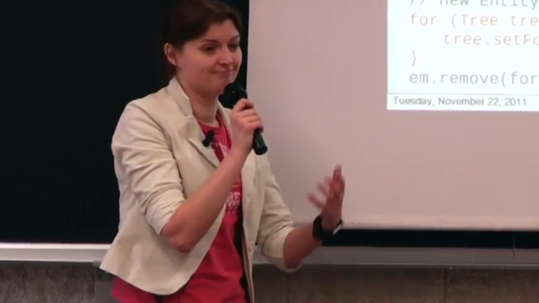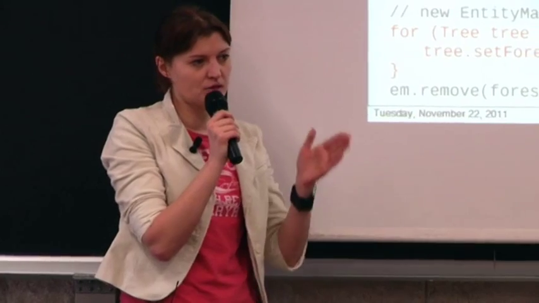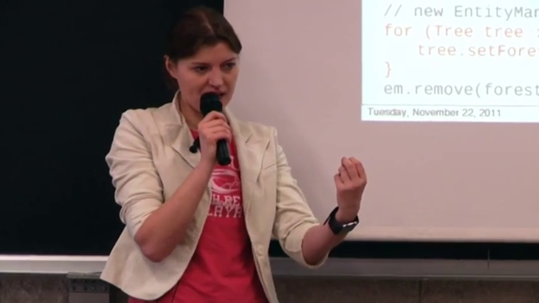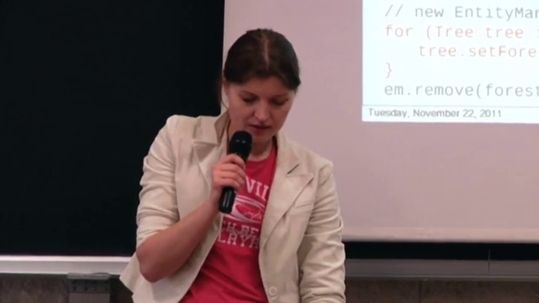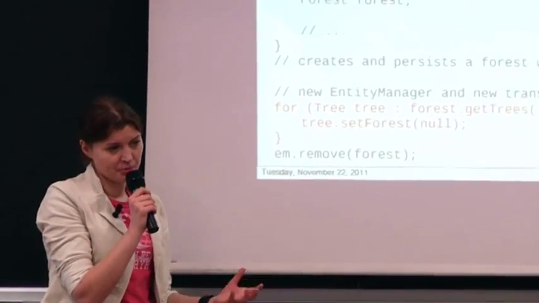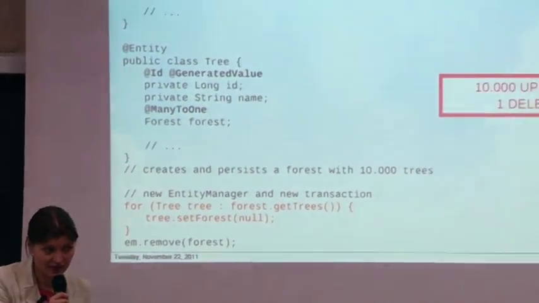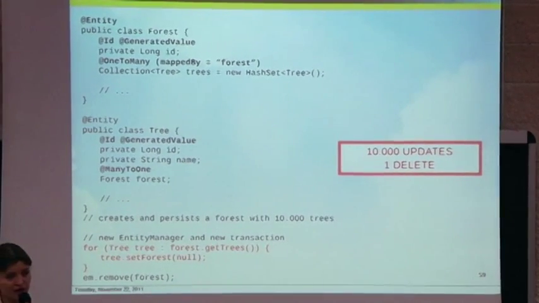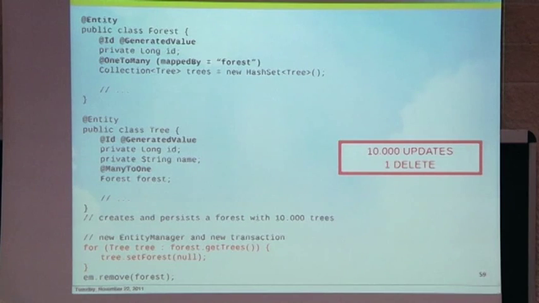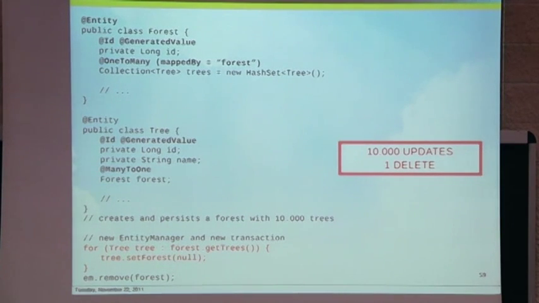Okay, so the only available approach, basically, the simplest approach is to set our reference to null, to reset the foreign key, and then to remove the tree. But again, it means that we end up with 10,000 updates and 1 delete. So we could do it another way, like doing bulk HQL, which operates on the entire set, but it means more work for us developers, right?